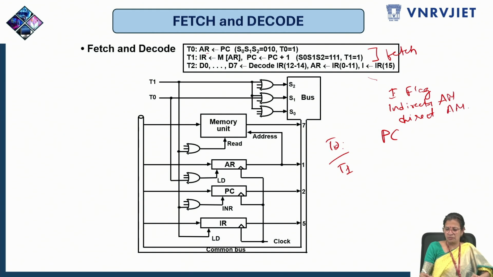So if it is 1, it is indirect addressing mode. If it is 0, it is direct addressing mode. So all these will be decoded. That is what is happening during T2. So this is nothing but decoding.